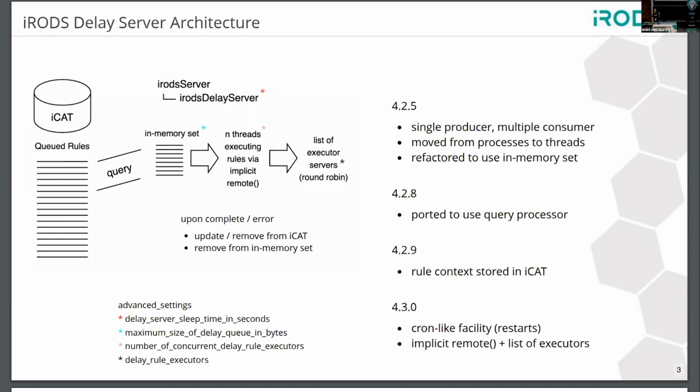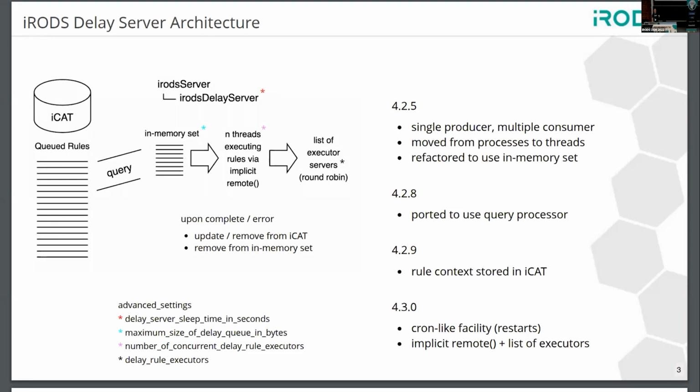The way that it works is it runs a query against the catalog. It gets the results of the rows whose time has come based on the query that it's running, and it keeps them in an in-memory set in its own brain, right? In its own process. It then has threads that can run in parallel to process the jobs in the in-memory set. And it's doing that with an implicit remote, and I'll talk about that in a second.